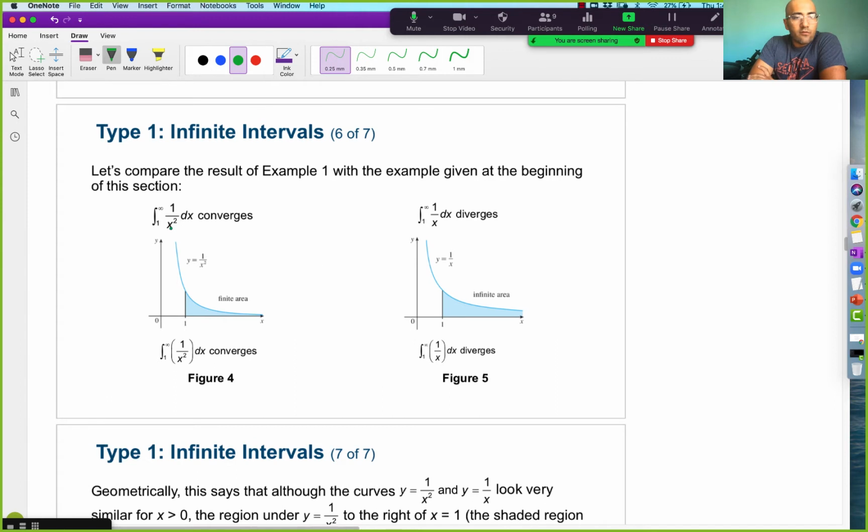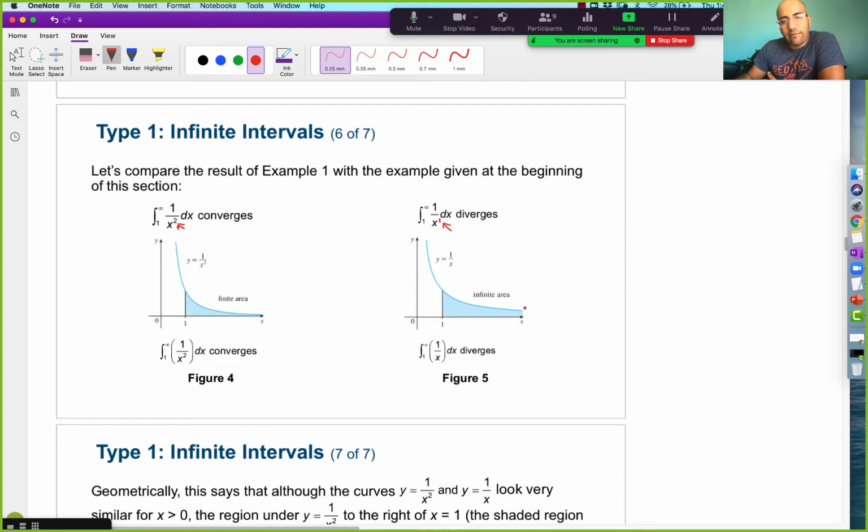One of them was this 1 over x squared dx that looked like this, and we wanted to find that area, and we found that it converged, and it equaled 1. That was that first example I went over. And then we just finished going over this example, which is the integral from 1 to infinity of 1 over x dx, and we found that this one diverges. The only difference between these two integrals is that here we have x to the power of 2, and here we have x to the power of 1. It's the same integral from 1 to infinity, and so the graphs look very, very similar.